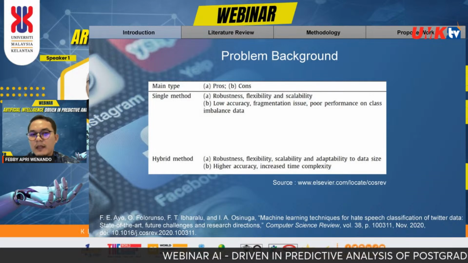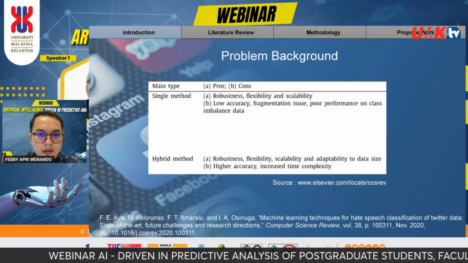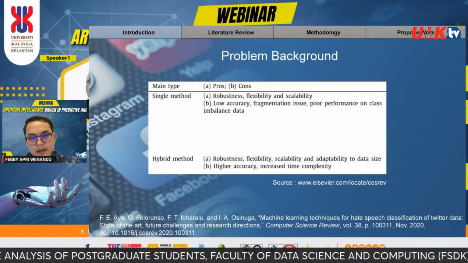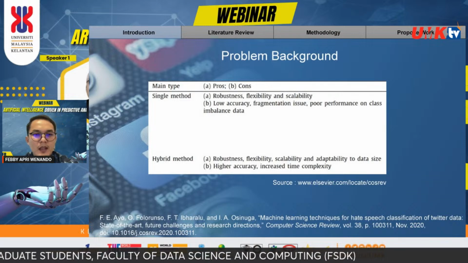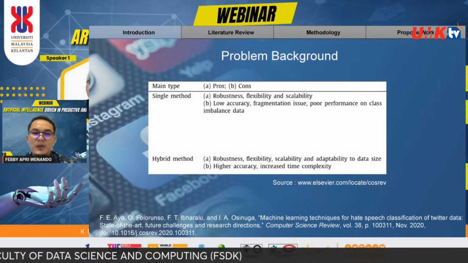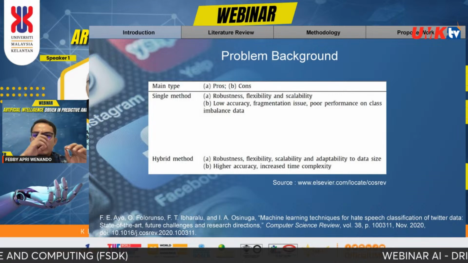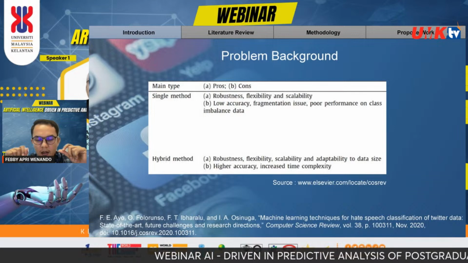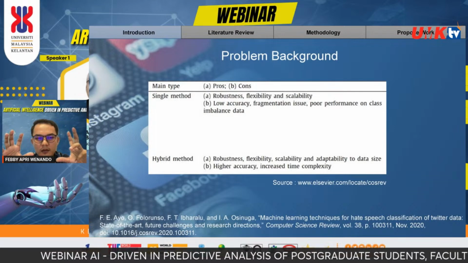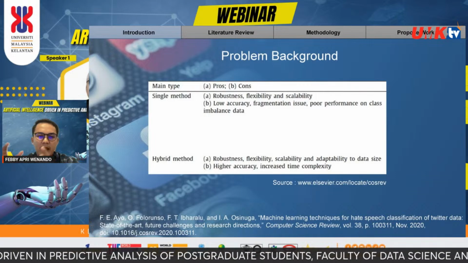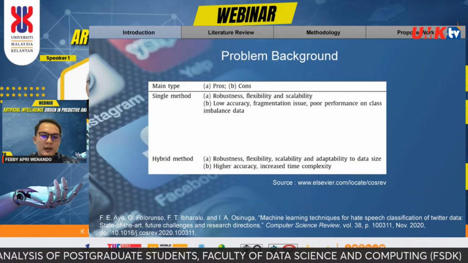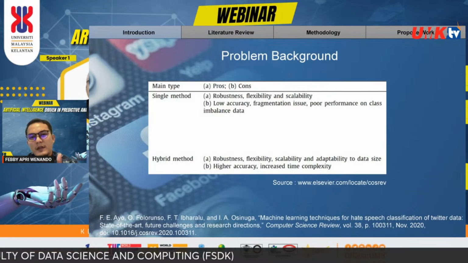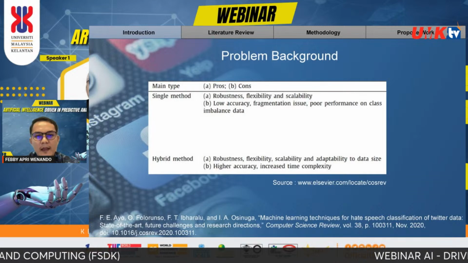Different from the single method, the hybrid method's approach offers robustness, flexibility the same as the single classifier, scalability, and adaptability to data size. As for cons, I think there are no cons, but when we use more than one algorithm, we can make our prediction higher in accuracy, precision, kappa, F1 score, F1 measure, and many more.